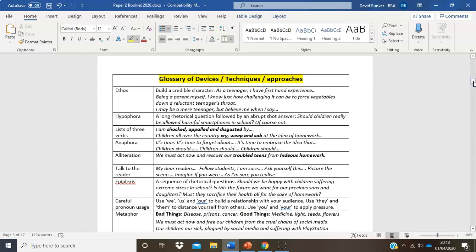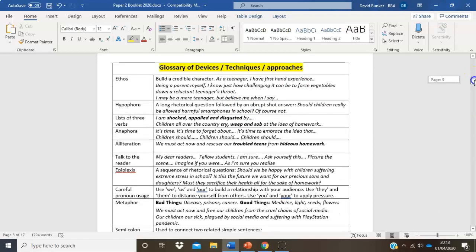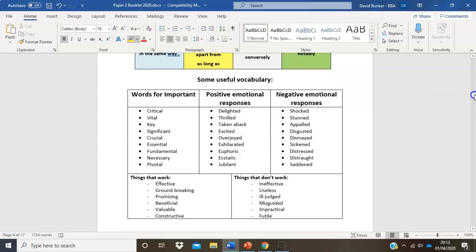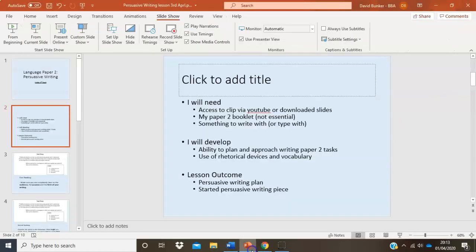And you've got a glossary of devices, things that you might use in your writing. This is almost like a page you can refer back to when you're writing to try and help you with some of the techniques you could include. And here's a glossary of discourse markers. Now, discourse really just refers to your writing. So a discourse marker helps mark the different bits of your writing. So it helps connect, contrast, emphasize, and really these words and phrases are crucial for organizing a longer piece. And there you've got some useful vocabulary which you might use.